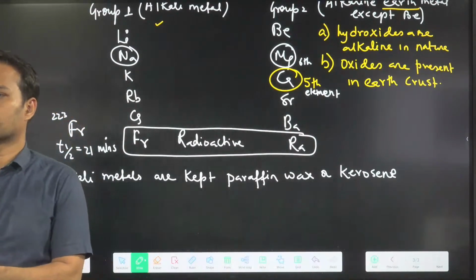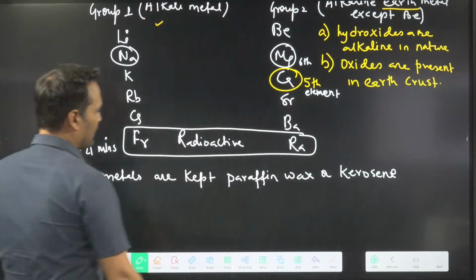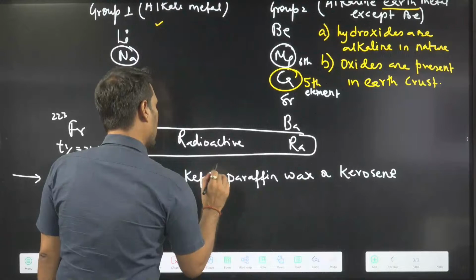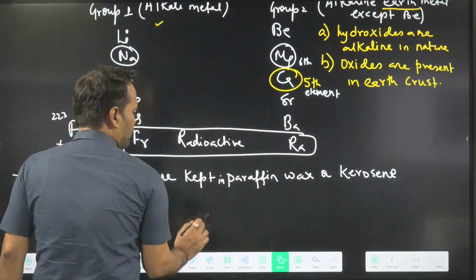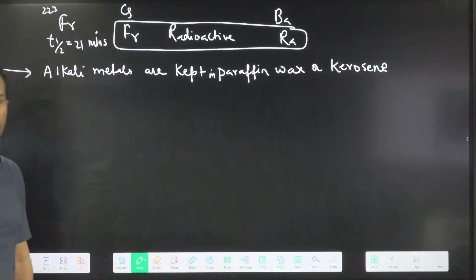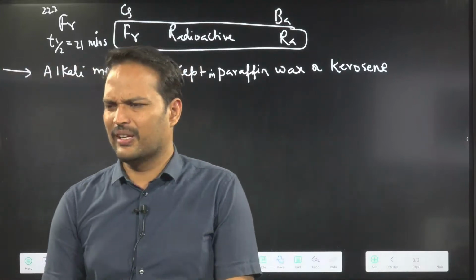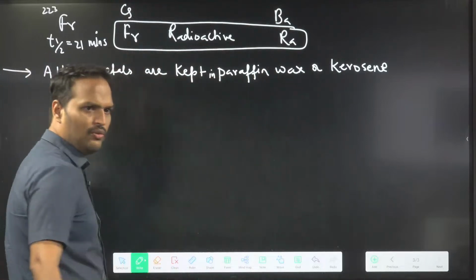So alkali metals are kept in paraffin wax or kerosene. Done. So we are studying only basic points. Whatever we are studying today is basic, so don't worry, big things we will study from next class. Nothing is difficult, nothing is big. If you study, everything is easy and you will get marks.